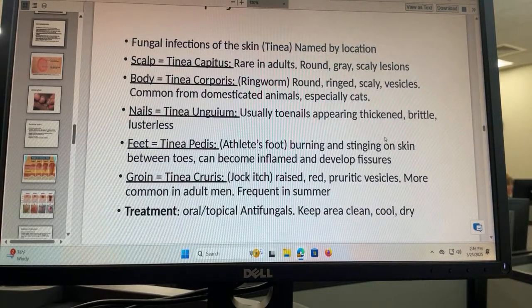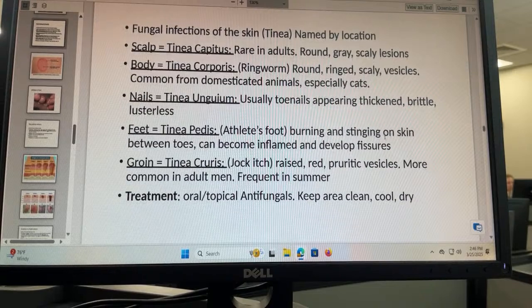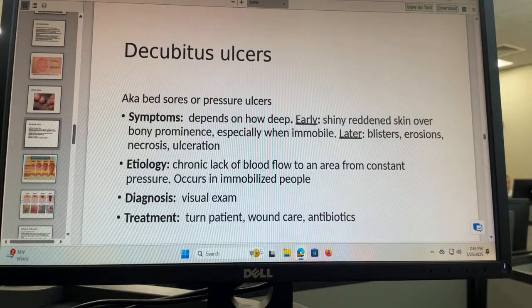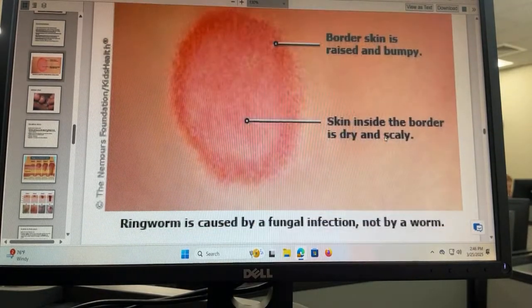And then you've got Tinea cruris, which is also called jock itch, which is more common in males just because they have a lot more anatomical things there to hold on to moisture. They have raised, very itchy vesicles, frequent in the summer when they're playing sports. That's why it's called jock itch. So it just forms in the groin area.